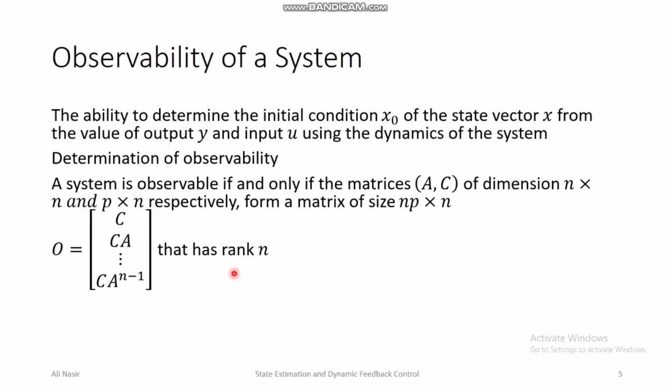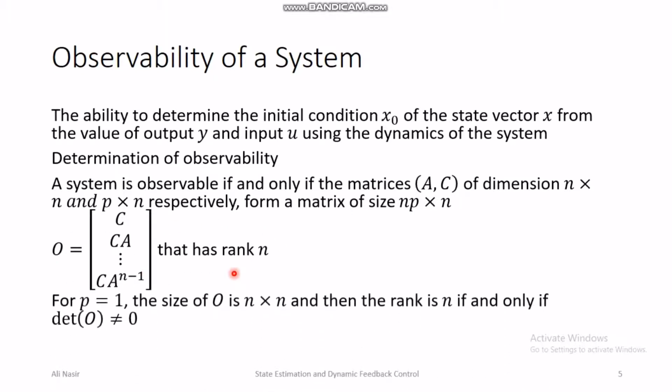So the calculation of observability is very similar to the calculation of controllability, which is basically down to finding the rank of a particular matrix. In controllability, we have the Q matrix, which is B, AB, A square B, and so on up to A to the power n minus 1 times B.